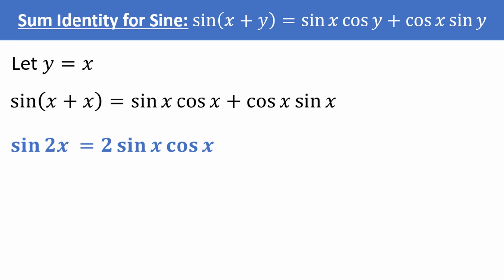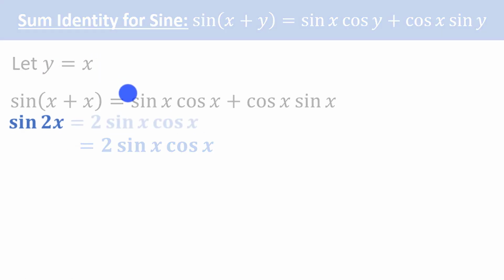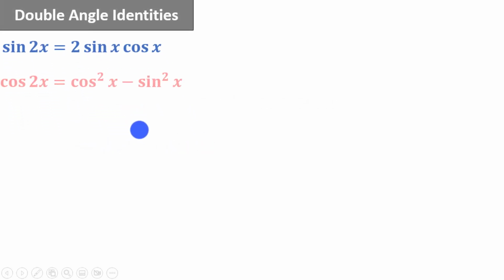Now, if you use the exact same process for cosine, using the sum identity for cosine and letting y equal x, you will get a second formula. The double angle identity for cosine is that cosine of 2x is equal to cosine squared of x minus sine squared of x.